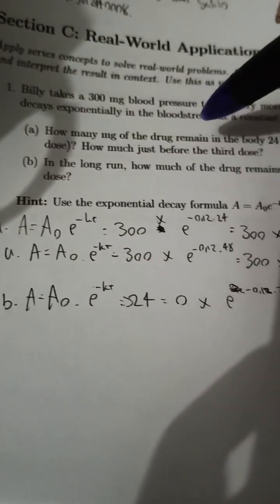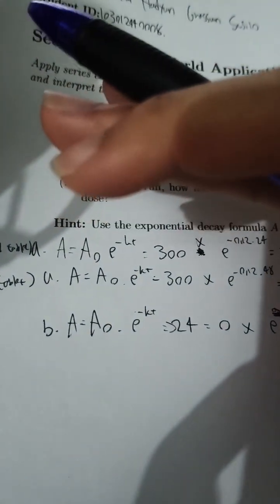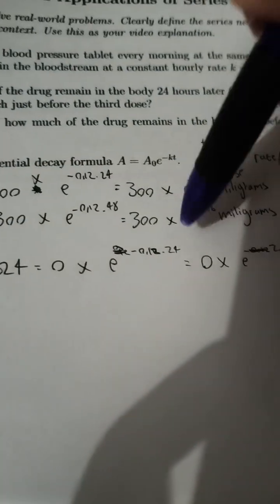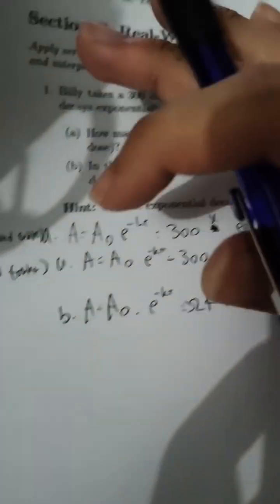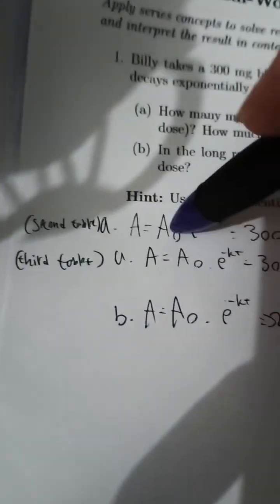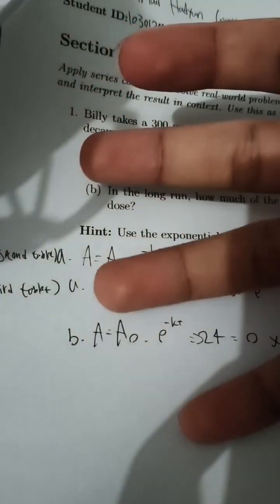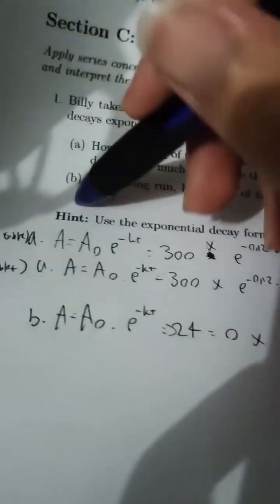So answer number one, how many milligrams of the drug remain in the body? Now, I'm not sure if there's actually a numerical answer to this, but since there's an exponential here, I kind of guess that there isn't, so I'm sorry if I'm wrong there. So first of all, part A actually has two questions instead of one. So A, the second tablet.